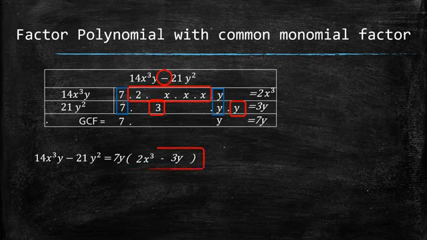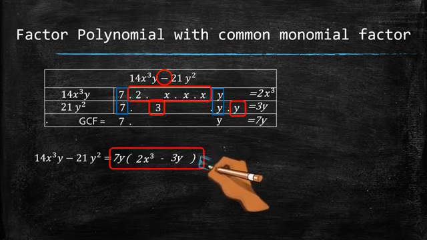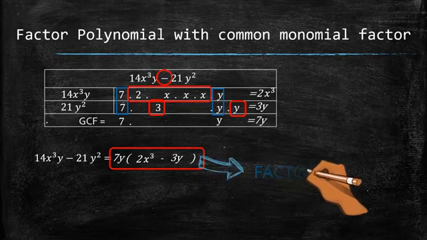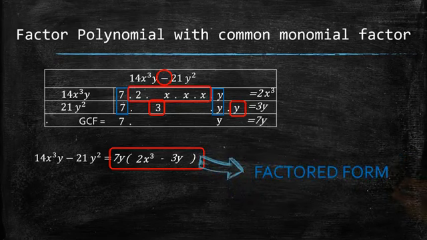So, kani siya class, unsay tawag nimo ana? Correct. That is the factored form of the equation. Meaning, 14x cubed y minus 21y squared is equal to its factored form na 7y times, close and open parenthesis, 2x cubed minus 3y. Okay? Next.